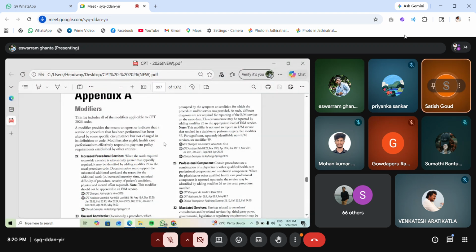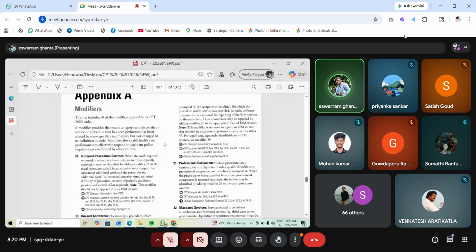Okay. So there are a few modifiers that are very important. I am just telling you, just note them down in your book. Modifiers 50, 73, 74, 51, 59, and 62. Just note down these numbers.